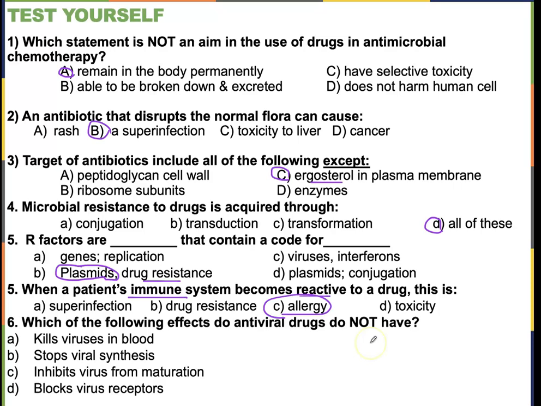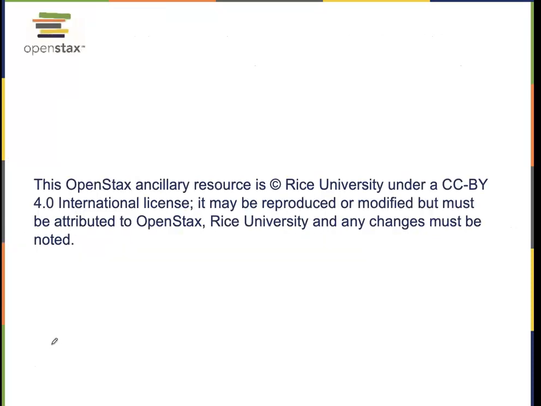And then number 6. All right, so do antivirals kill viruses in the blood? No, they do not. Okay, they basically work inside the cell in some kind of metabolism, or they might block the virus from entering the cell, but they don't act outside the cell when the virus is in your blood. And that is it for this chapter.